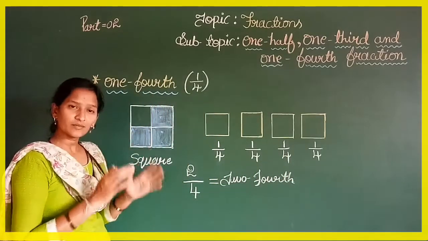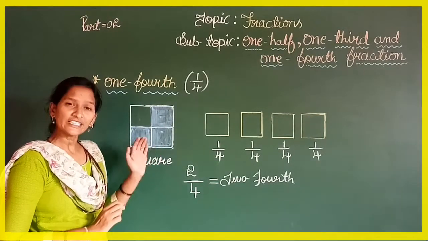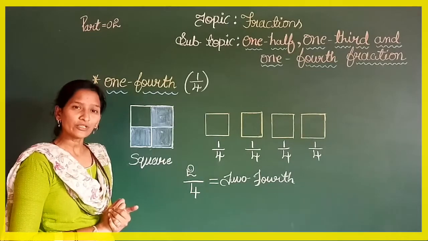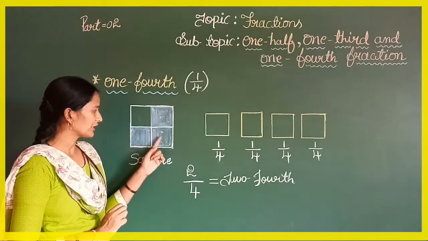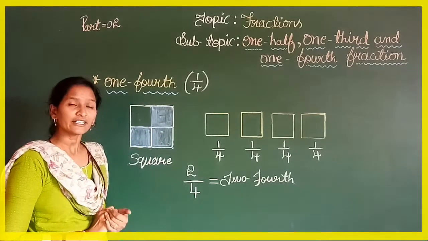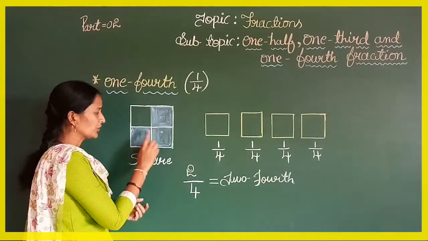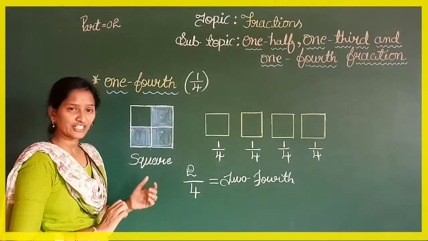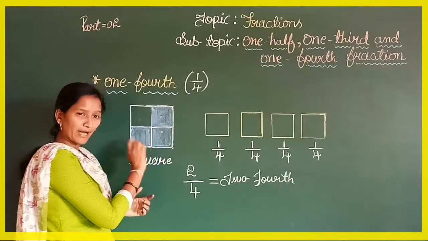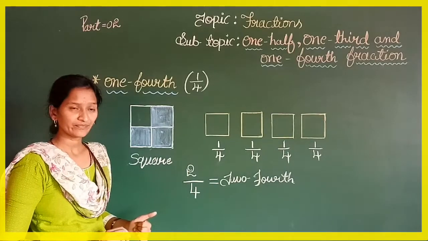Okay. In the same square, I shaded 3 boxes. So, in this square, how many total number of equal parts are there? 1, 2, 3, 4. In that, how many parts are we shaded? 1, 2, 3 only. We are not shading the whole square. We are shading only 3 parts. How can you write this fractionally?